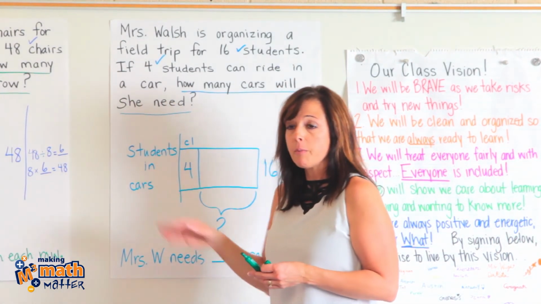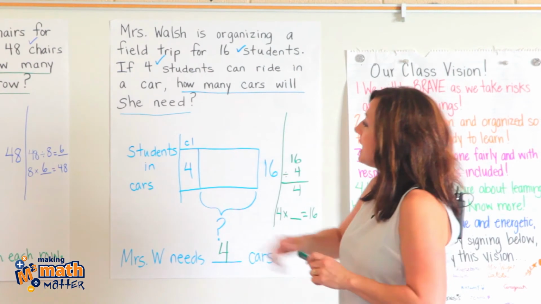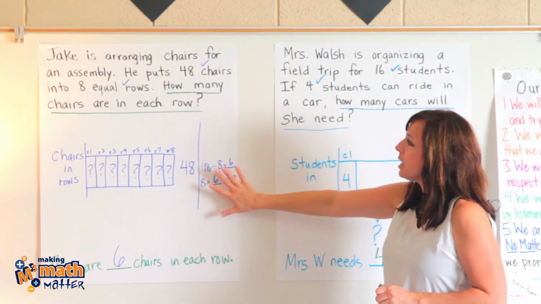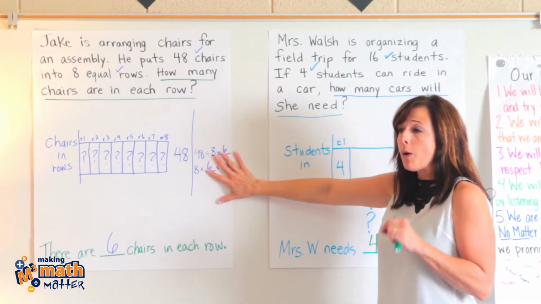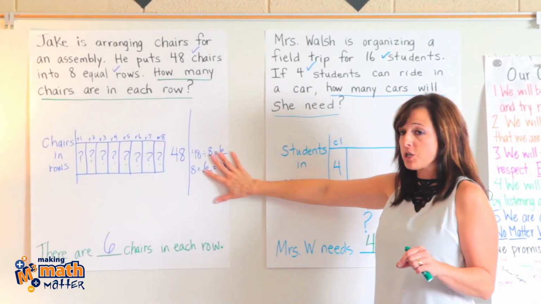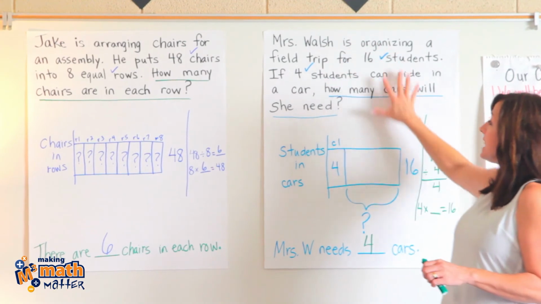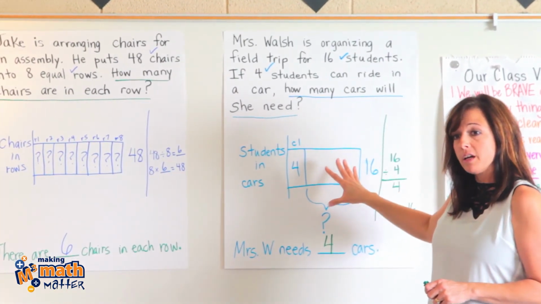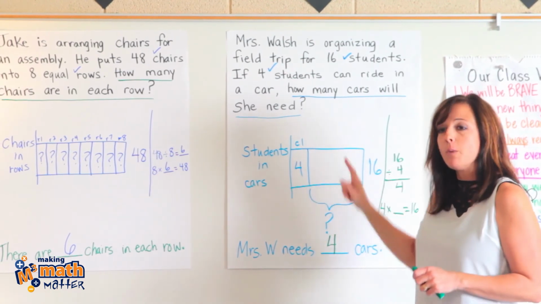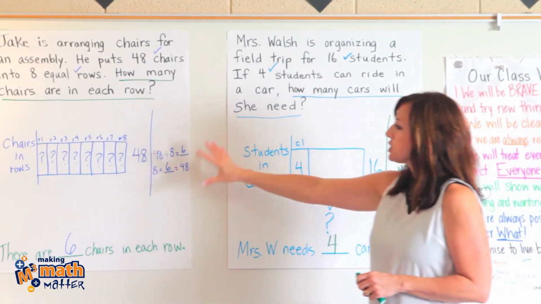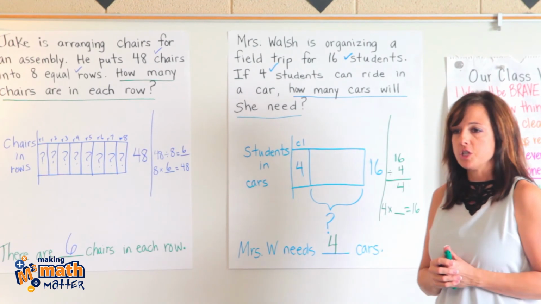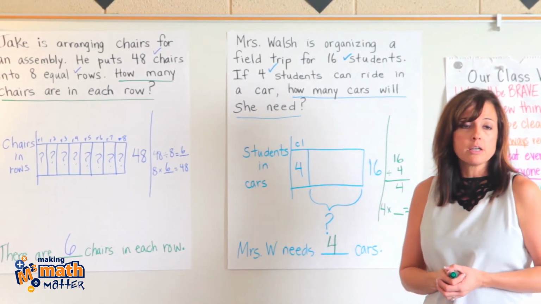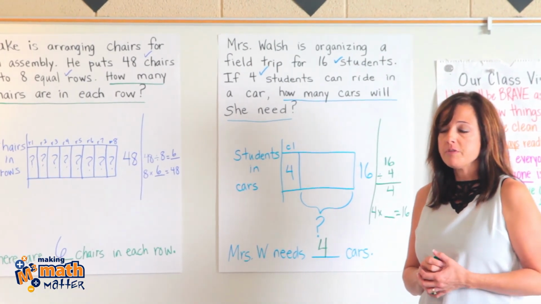Now, let's go ahead and put the answer in here, but I want to compare these two problems that we've just worked. In the chairs problem, we knew the number of groups, but we did not know how many was in each group. In this problem, we didn't know the number of groups, did we? But we knew how many went in each group. So that's 2 different types of division. But it doesn't matter, either way, you can use our model drawing to solve both types of division problems.